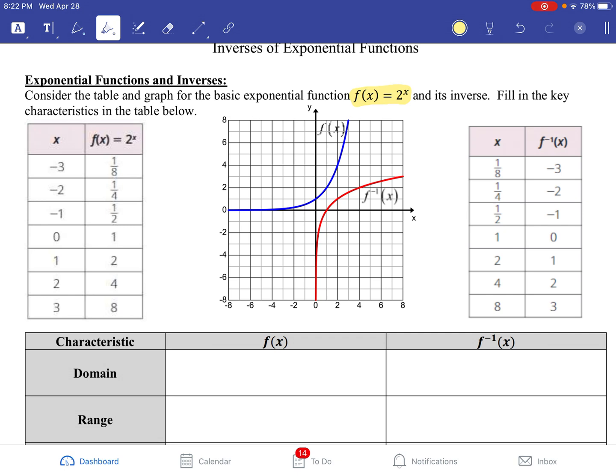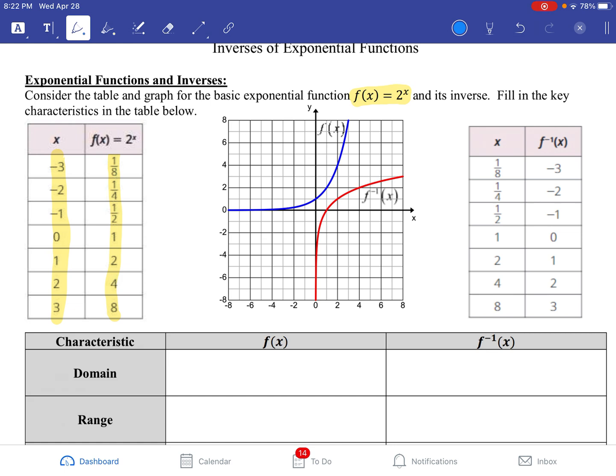And the values for that are over here. So if you put in the x values here, you get their corresponding y values. So 2 to the negative third gives you 1/8. 2 to the negative 2 power gives you 1/4. 2 to the negative 1 power gives you 1/2. 2 to the 0 gives you 1, so on and so forth, all the way to give you all the points on the blue line.